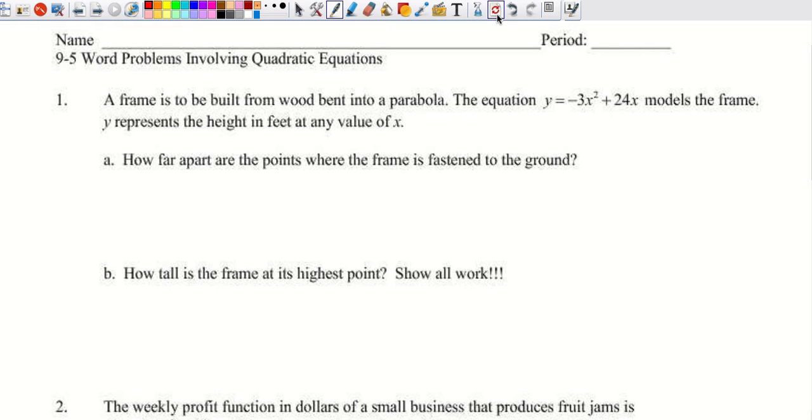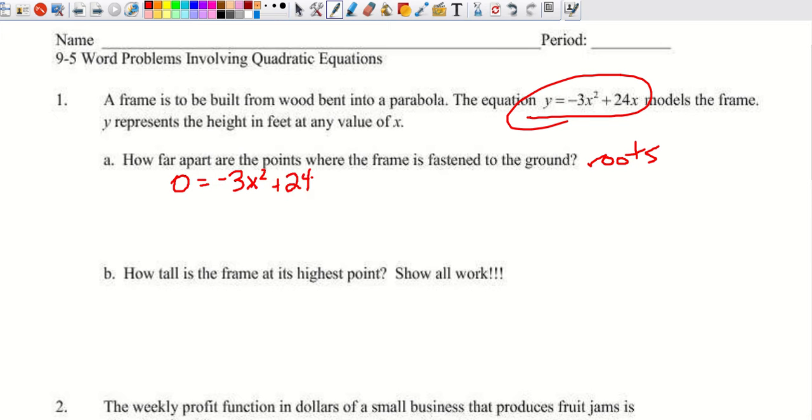So how far apart are the points where the frame is fastened to the ground? That means we want to know where the roots are, right? The roots or the zeros. So remember, step one is to take our equation and plug 0 in for y. So 0 equals negative 3x squared plus 24x. Remember, we don't want a negative in front, so we're going to go ahead and divide everything by negative 1 here. And we're going to get 0 equals 3x squared minus 24x.